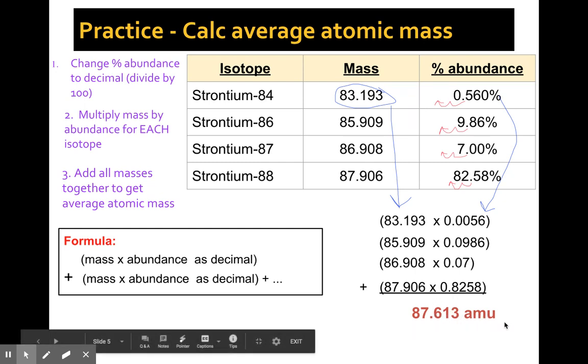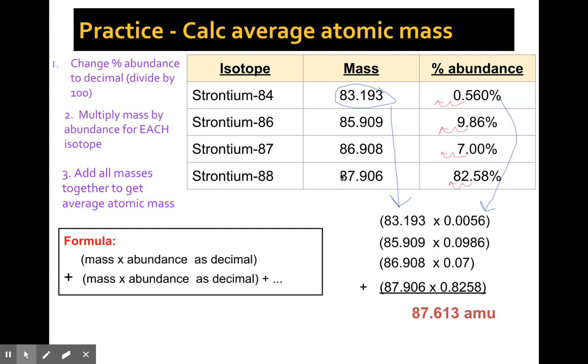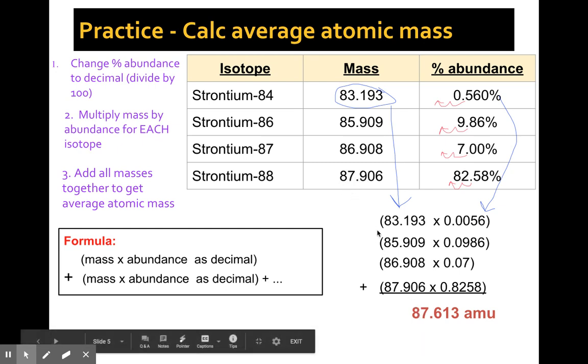If you remember from your notes previously, AMU stands for atomic mass unit, which is how we measure the mass of an atom. So the mass of this isotope would be 87.613, which makes sense because this isotope with a mass of 87.906 was most abundant. So we can expect our average to be closest to that number.